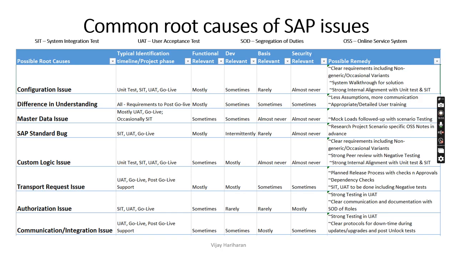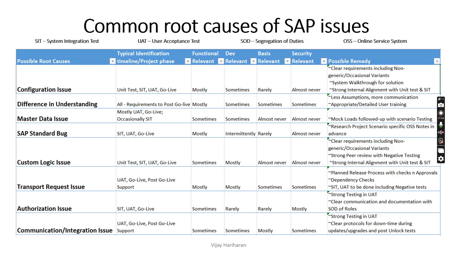roles. Try to execute transaction codes that you will be using daily as a user. Highly recommended. Clear communication and documentation with segregation of duties of roles. So this needs to be discussed in advance if there is a separate display transaction required. For instance, an SD person would like to see the FI document. They wouldn't be doing any changes there, but they would like to display.